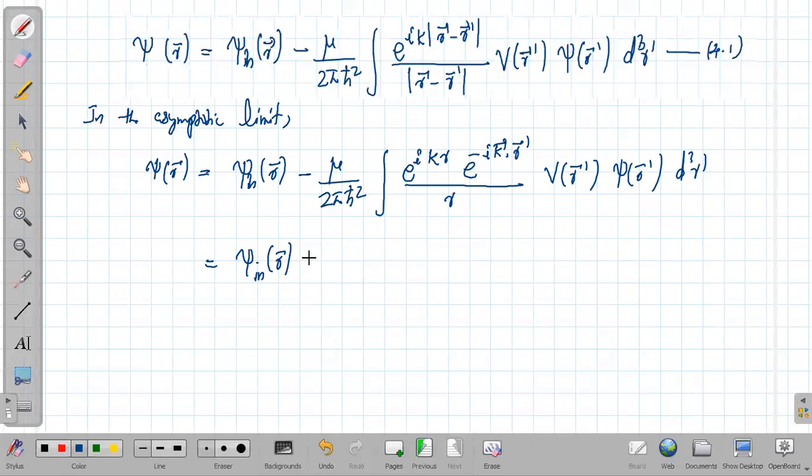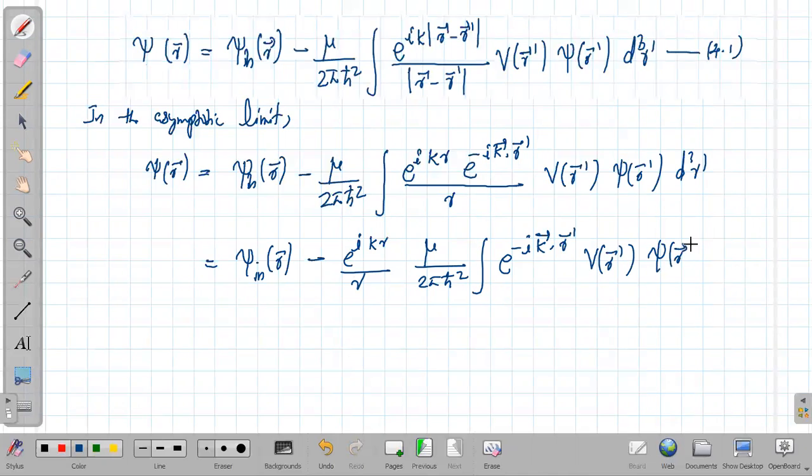psi incident of r minus e raised to ikr divided by r, mu upon 2 pi h bar square, integral e raised to minus i k dot r prime v of r prime psi of r prime d cube r prime. Okay, so we have got a very good result. Because if you compare this expression with the total wave function, the part which is inside this curly bracket takes the form of a scattering amplitude f of theta phi.